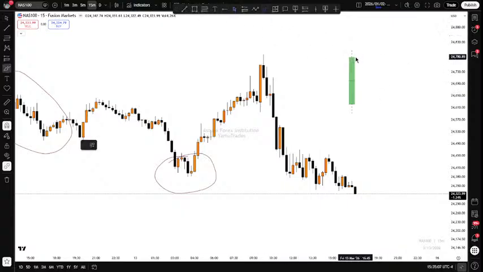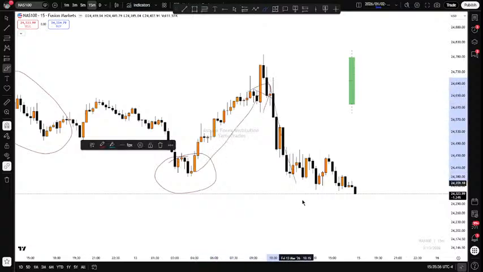This is the open. If it's going to go lower, this is going to be our open, and then it's going to move higher. What do we consider this part? We're going to consider this part as manipulation. So I was expecting the price to go higher so that it could drop lower.